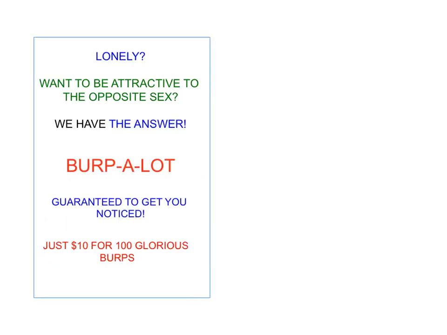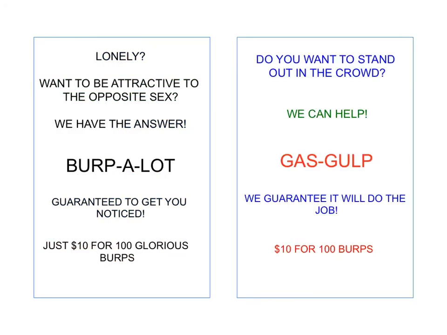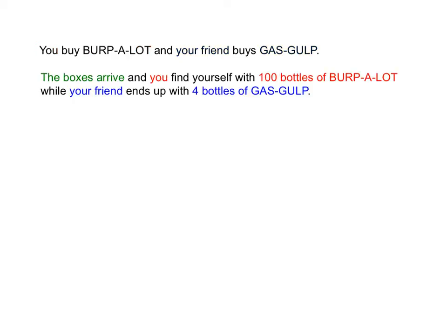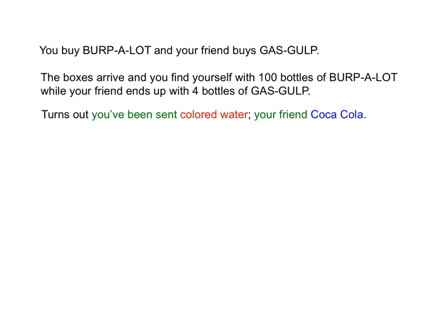Your choices? There is Burp-A-Lot, which will give you for $10 100 glorious burps. Or there's Gas Gulp, which also for $10 will give you 100 glorious burps. So you buy Burp-A-Lot and your friend buys Gas Gulp. A week later, the boxes arrive. You find yourself with 100 bottles of Burp-A-Lot. Your friend finds himself with 4 bottles of Gas Gulp. Turns out you've been sent colored water.